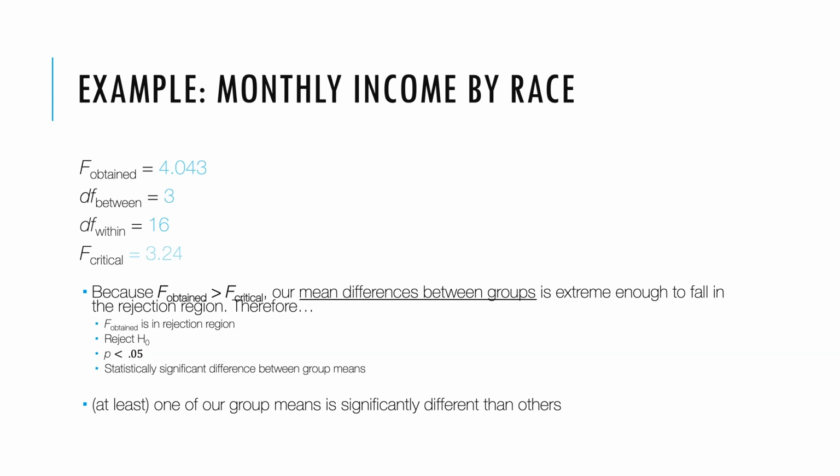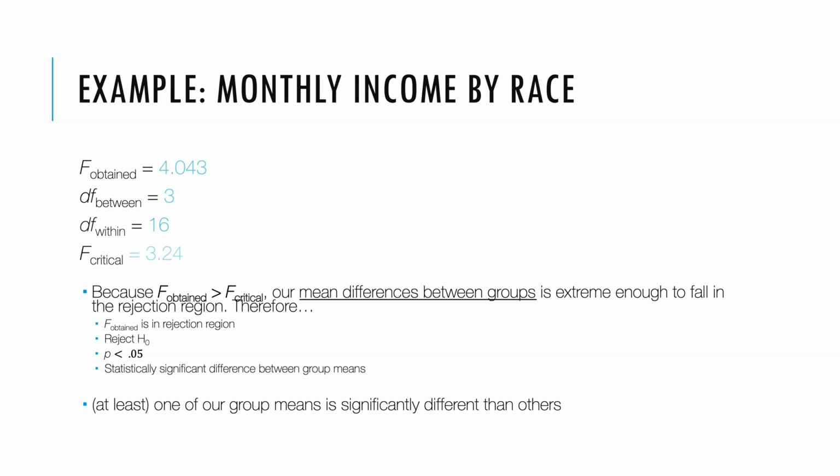Because F obtained is greater than critical, it means the mean differences between groups are extreme enough to fall in the rejection region. Therefore, F obtained is in the rejection region. Therefore, we reject the null hypothesis. Therefore, P is less than 0.05, or our alpha. And we have a statistically significant difference between these group means. More specifically, this means that at least one of our group means is significantly different from the others. It doesn't mean that all of them are different from one another. It means that at least one of them is significantly different from the others.